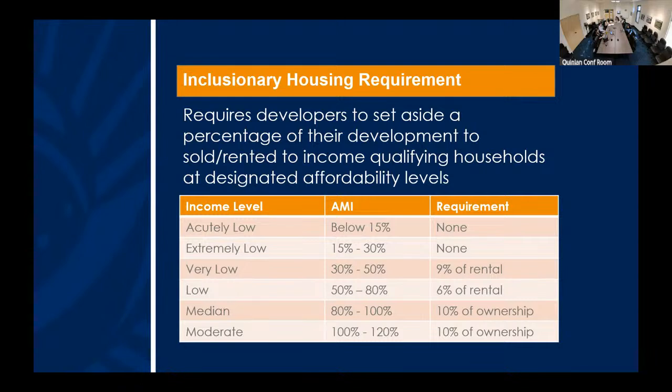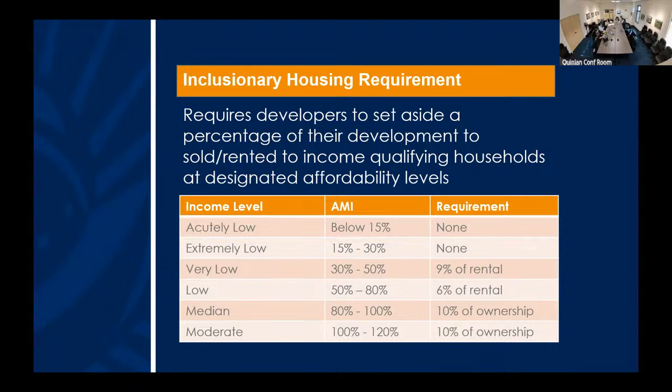Okay. Now let's go to low income. Low income is from 50% to 80% area median income. And we require 6% of all rental developments to be made available to low income. So anytime there's an apartment complex, anytime there's something for rent, that's typically part of the requirement. Also, we have our very low income inclusionary requirement, which goes in between 30 to 50% area median income.